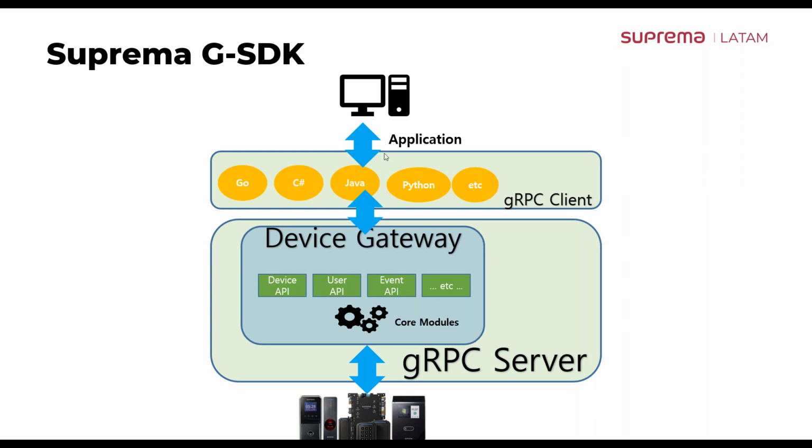And also, when we do this, the gRPC client allows us to interface with a device gateway, and the device gateway allows us, in its turn, to interface with a master gateway. And if we interface with a master gateway, then we will be able to do wondrous things. So when we are working with the device gateway itself, we will have the options for working with the device API, the user API, the events API, and many other kinds of APIs.